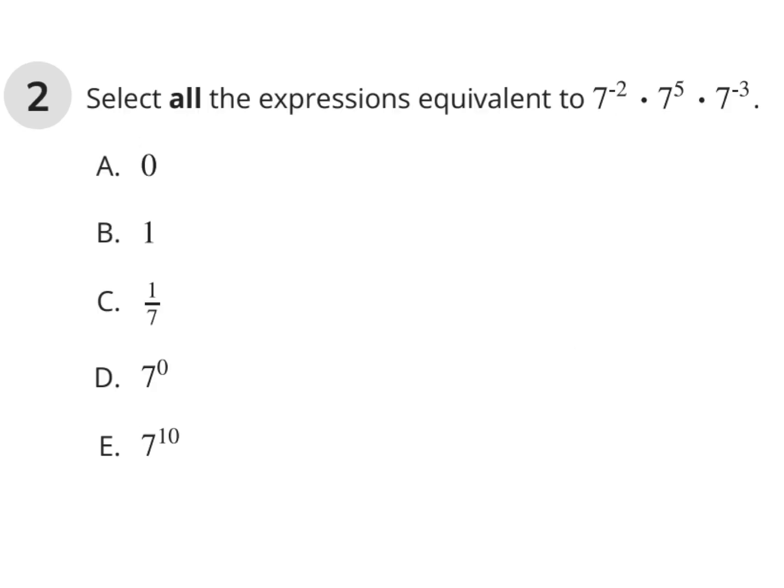Okay, it's the same base multiplied. So what we're going to do is add the exponents. -2 plus 5 plus -3 gives us 0. 7 to the 0 power is 1. Anything except 0 to the 0 power is 1. Also, we forgot the word all. D also works.